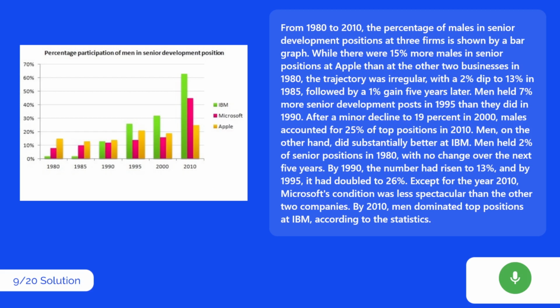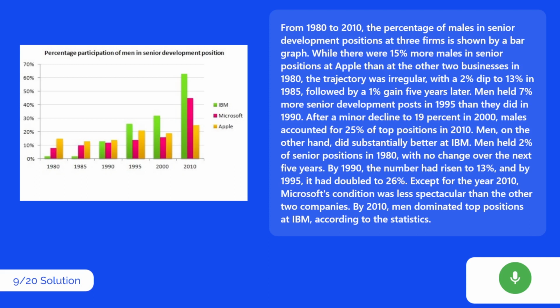From 1980 to 2010, the percentage of males in senior development positions at three firms is shown by a bar graph. While there were 15% more males in senior positions at Apple than at the other two businesses in 1980, the trajectory was irregular, with a 2% dip to 13% in 1985, followed by a 1% gain 5 years later. Men held 7% more senior development posts in 1995 than they did in 1990. After a minor decline to 19% in 2000, males accounted for 25% of top positions in 2010.